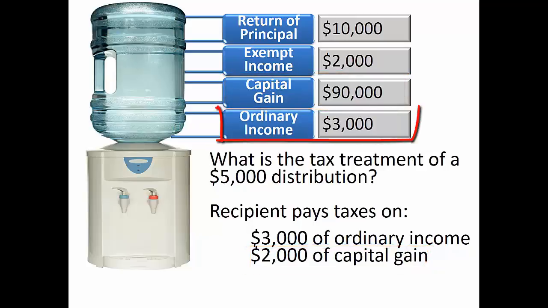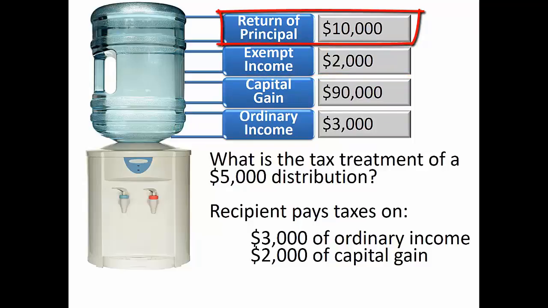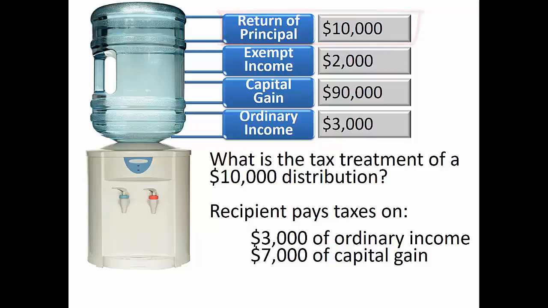The ordinary income is paid first because it normally receives the worst tax treatment. In other words, it generates the highest tax rates for the typical taxpayer. The capital gain is paid next because it is worse than either exempt income from the municipal bonds or tax-free return of investment from the donor's basis in the gifted property.